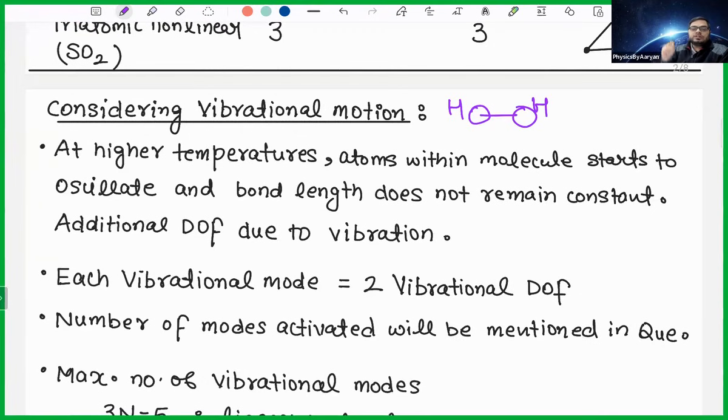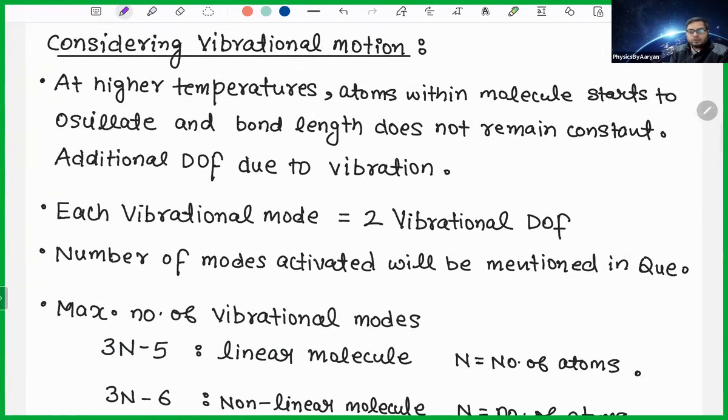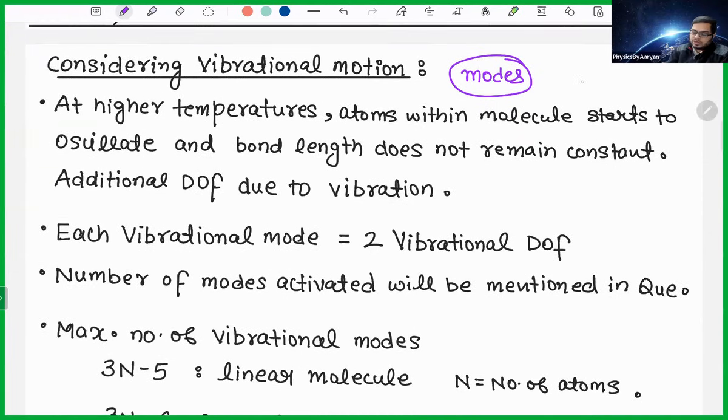How do we calculate those degrees of freedom? First of all, we calculate the number of modes. How many modes of vibration are active? There are two different things in vibration. One is known as modes and one is known as degrees of freedom. Till now, we have studied degrees of freedom. Now I am introducing something known as modes. How many modes are possible in your vibration?